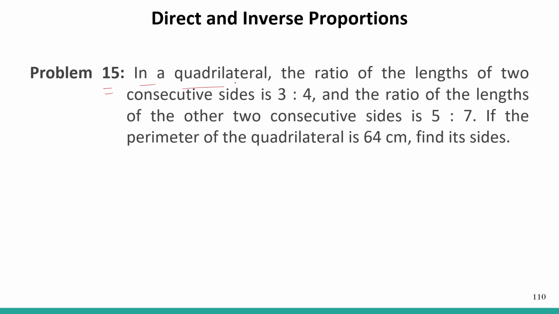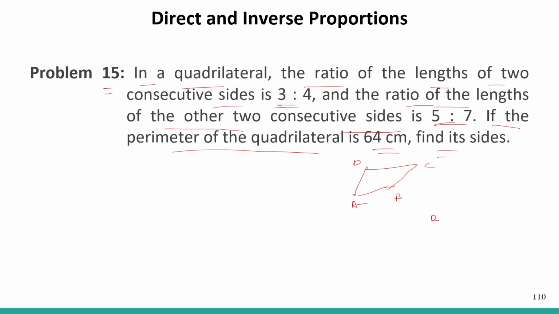Okay. In a quadrilateral, the ratio of the lengths of two consecutive sides is 3:4. The ratio of the lengths of the other two consecutive sides is 5:7. If the perimeter of the quadrilateral is 64 centimeter, then find its sides. Okay, let's say you have a quadrilateral here, A, B, C and D.